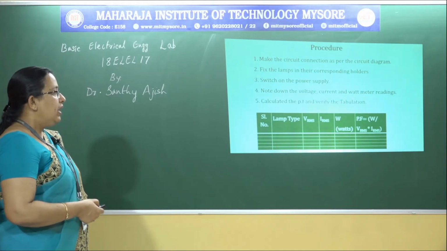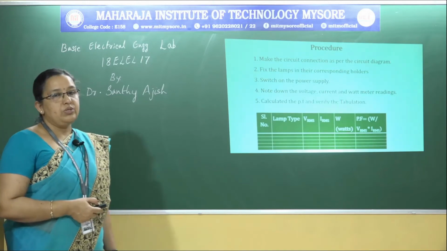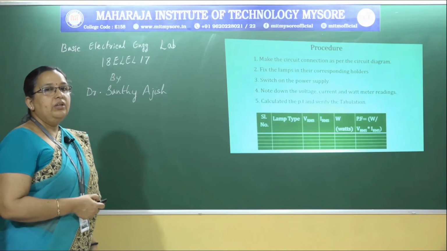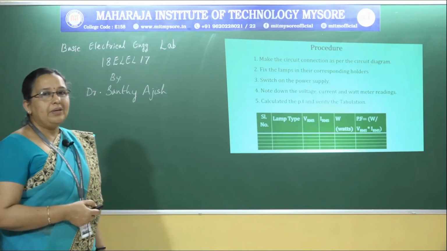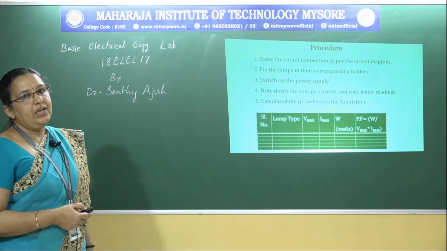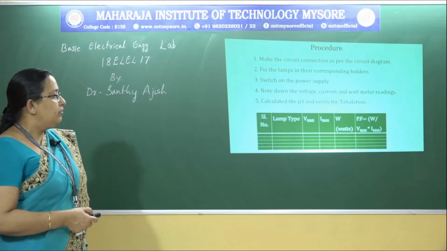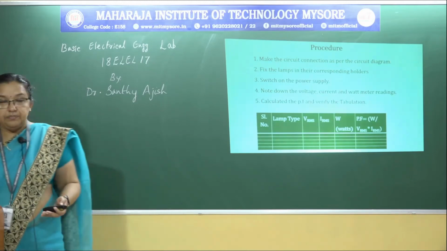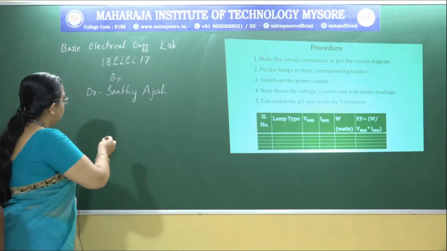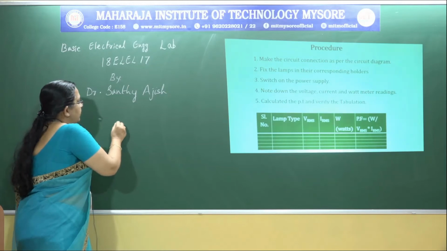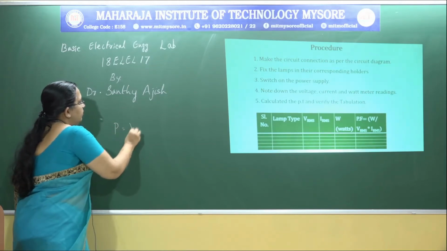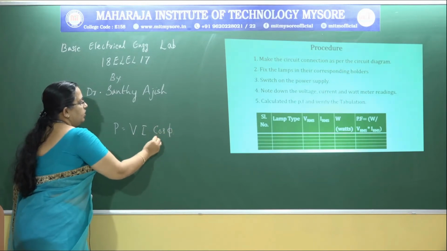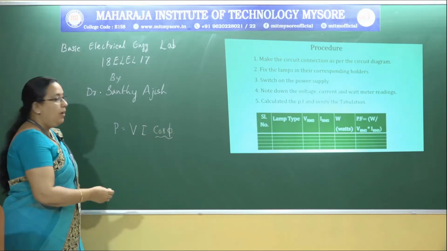So how do we calculate the power factor? Power factor is nothing but cos phi. It is the cosine of the angle between the voltage and current in a particular load. I told you the power equation for a single phase AC: the power equals VI cos phi. So this term cos phi is known as the power factor.